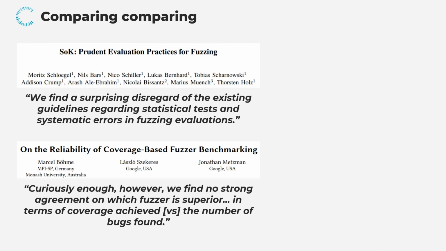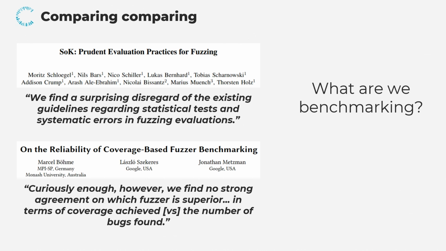Similarly, a second paper, not by us, demonstrated that when you rank fuzzers by their ability to find coverage versus their ability to find bugs, this doesn't agree. In other words, fuzzers which are better at finding coverage are not necessarily better at finding bugs, which is a very surprising conclusion. And we're not even hitting the main point here, which is, what are we benchmarking?